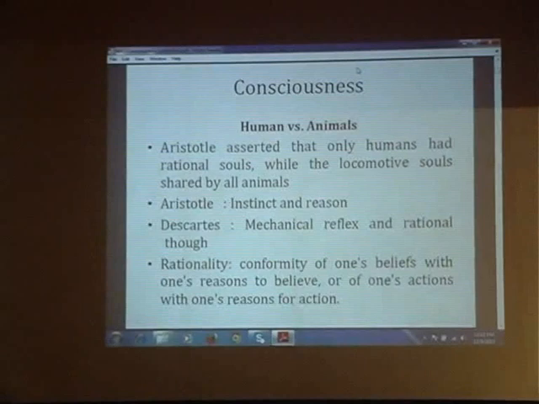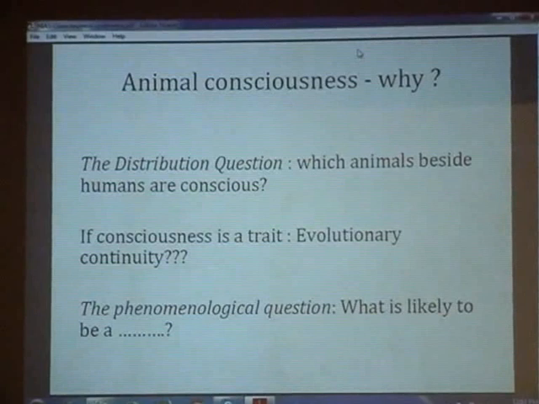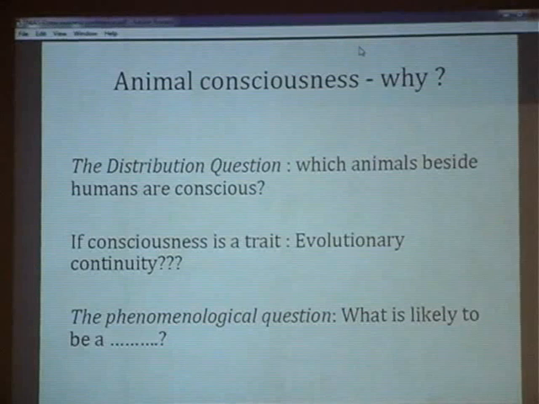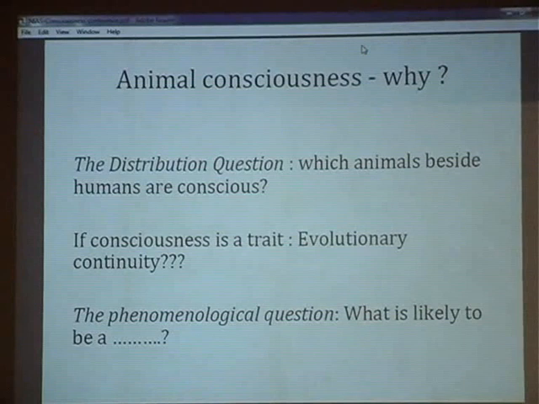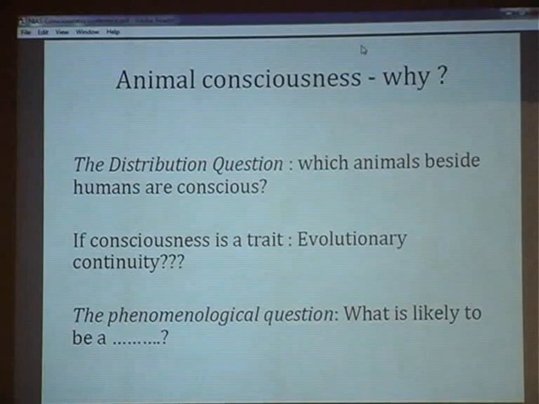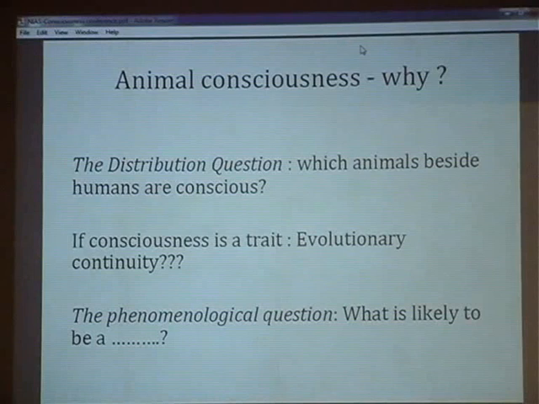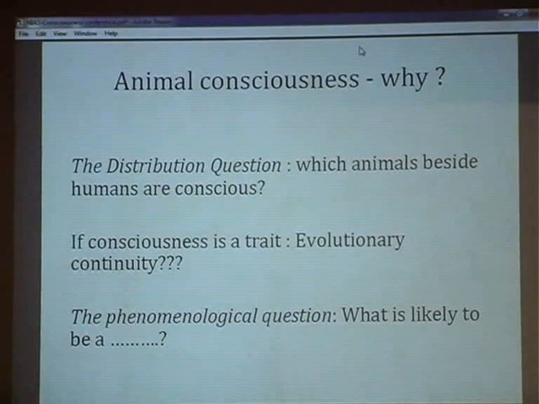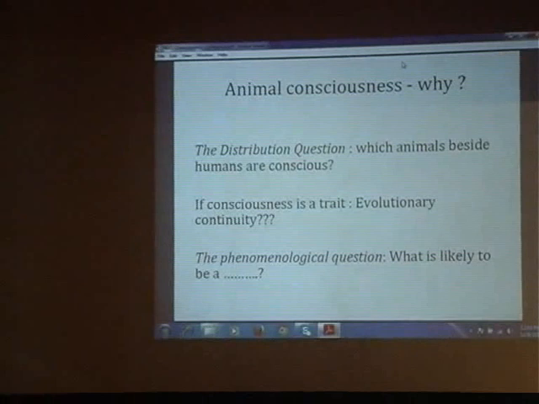So usually people start the talk by defining the problem. What is animal consciousness? But I'm not going to do that. Why, we will know from the next slides. We are going to check why we should study animal consciousness. So first of all, the distribution question: to know which animals besides humans are conscious. And if consciousness is a trait, at what position has it evolved? Whether it has an evolutionary continuity? And the second and most popular question, the phenomenological consciousness. What is it likely to be a bat, monkey, chimpanzee, fish, insects, butterfly, and it goes on.